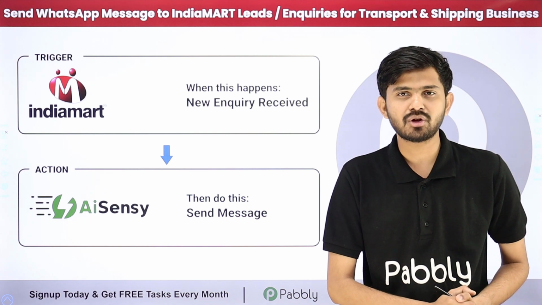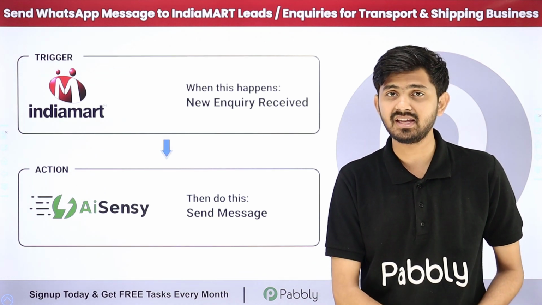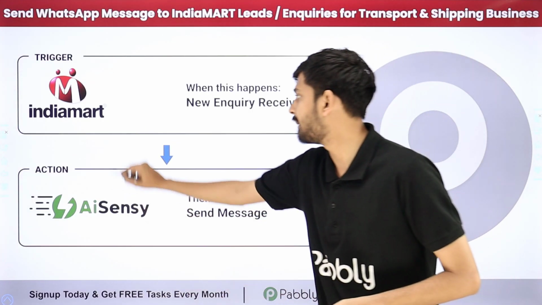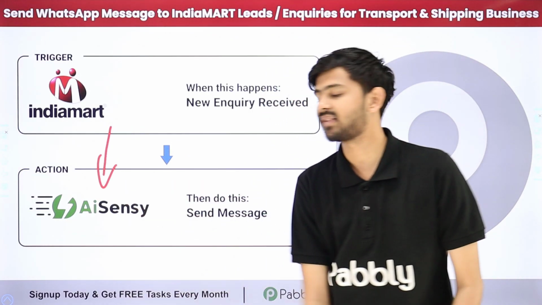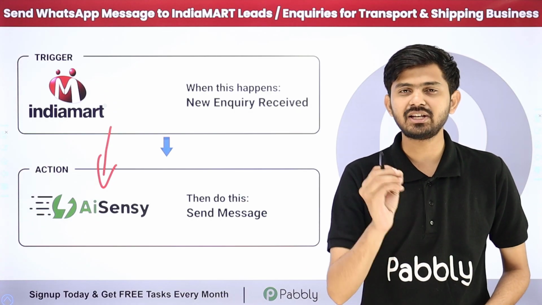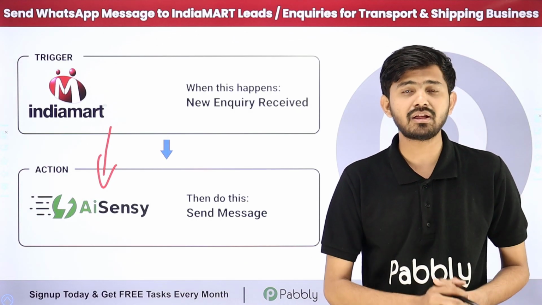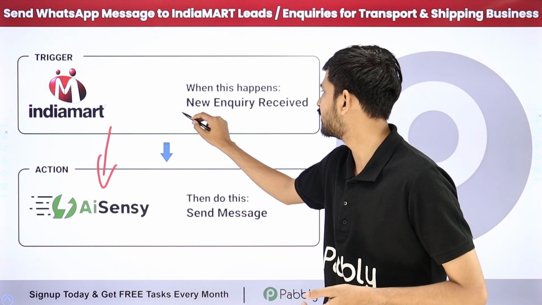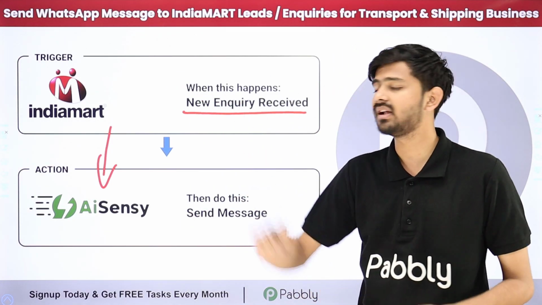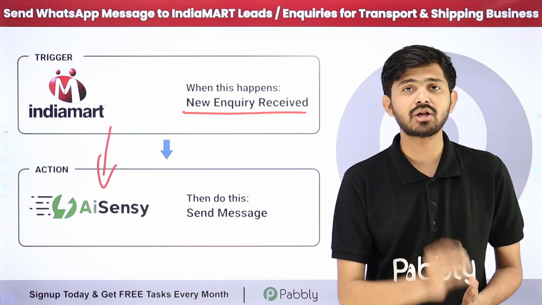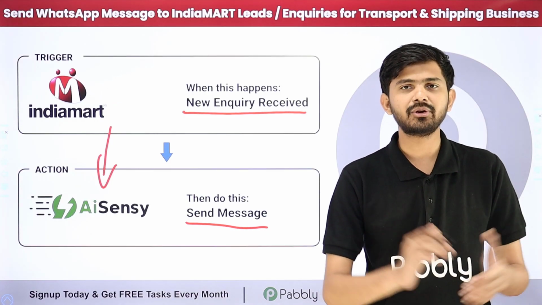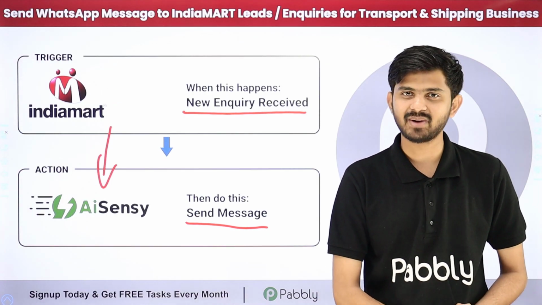So for sending the message on WhatsApp, I'm going to use AI Sensei, and I want to do this automatically. So I need to build a connection between IndiaMART and AI Sensei. For building this connection, I need to use Pabbly Connect, which is an amazing software for automation and integration. With Pabbly Connect, whenever I receive a new inquiry or a new lead through IndiaMART, then automatically I'm going to send a message on WhatsApp to that particular lead or inquiry. So how am I going to build this connection? For that, let me take you to my computer screen.